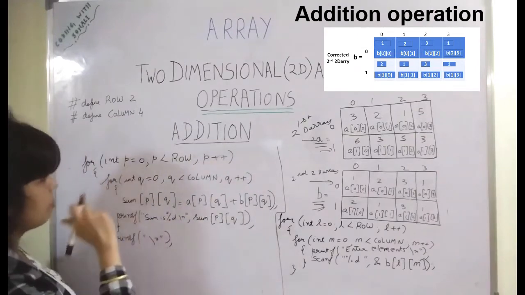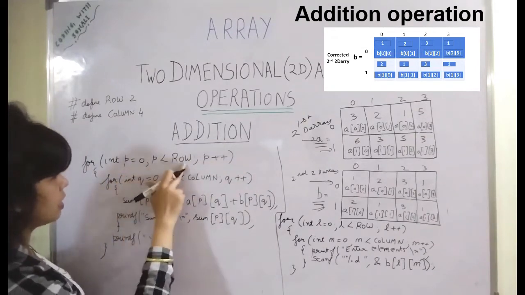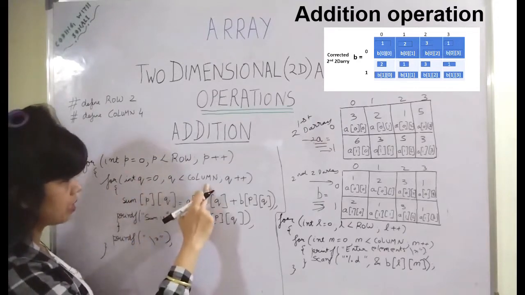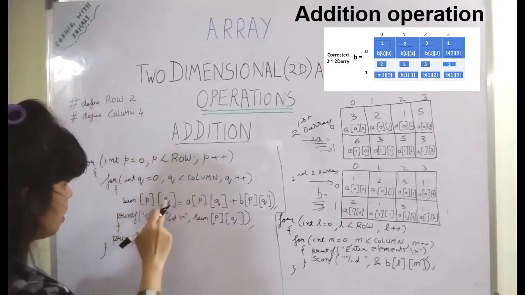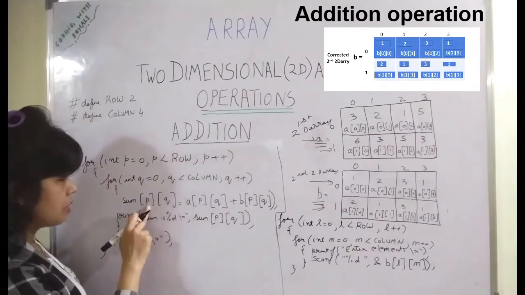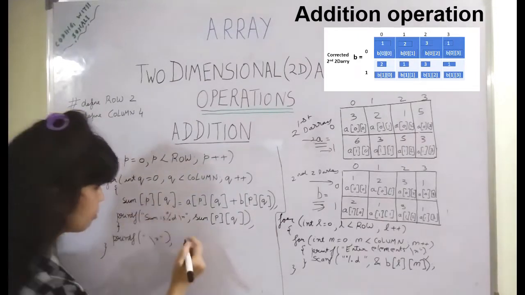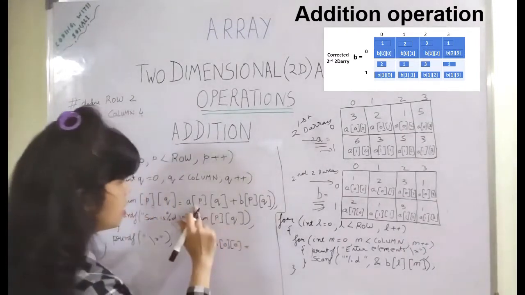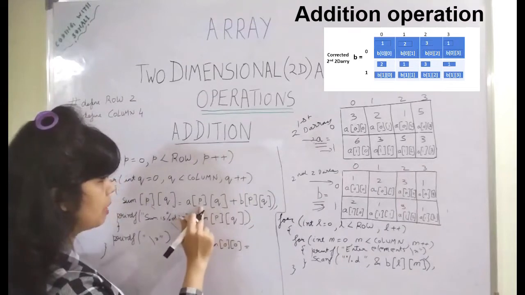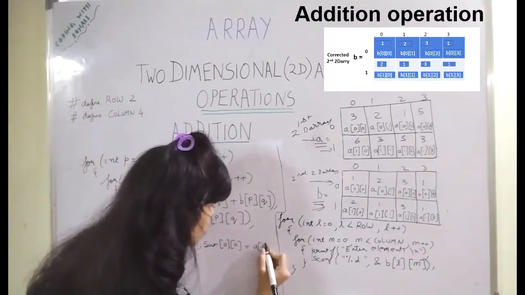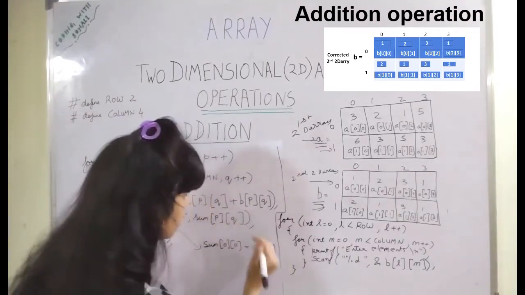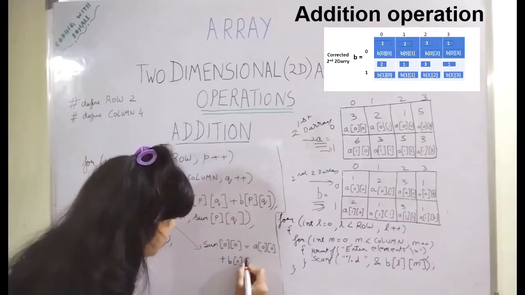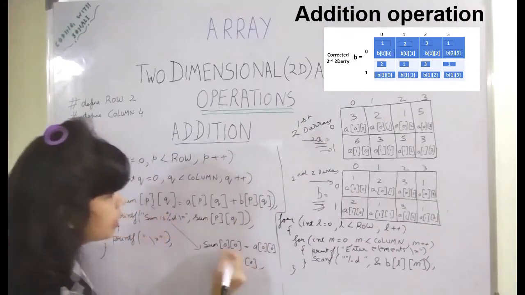So what will happen in that case? For p is equal to 0, this condition is satisfied, yes. And then for the inner for loop, q is equal to 0, q less than column, yes. This comes here. Therefore, sum[0][0] will be equal to a[p][q], so a[0][0], and then this addition plus, and then b[0][0]. It will be done in this manner, right?